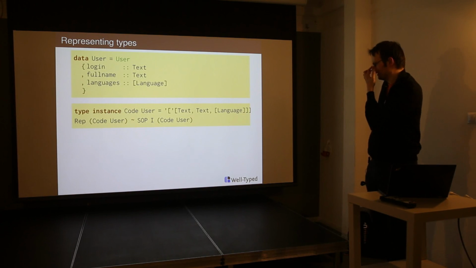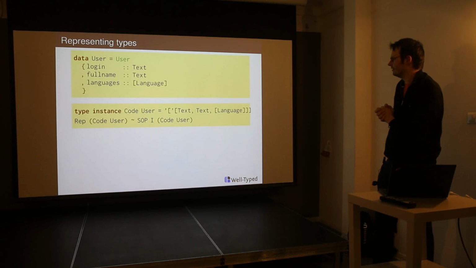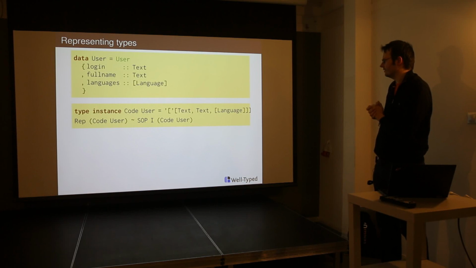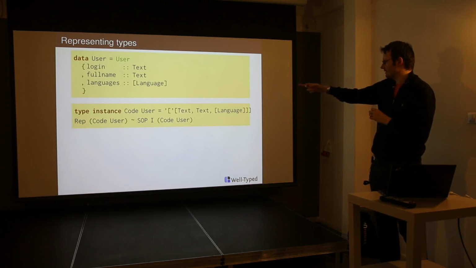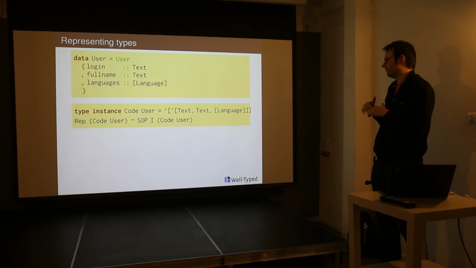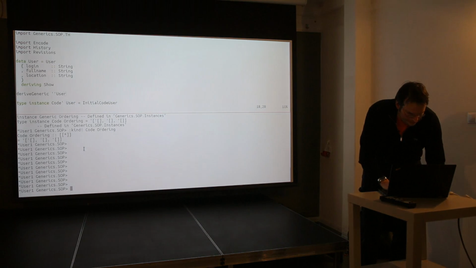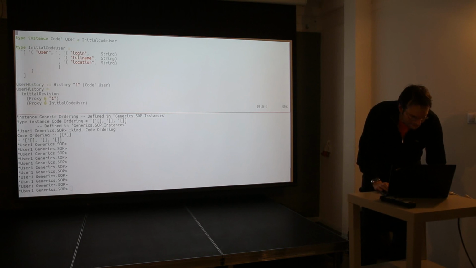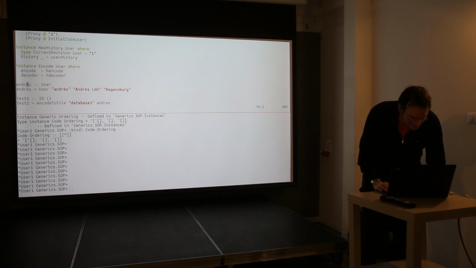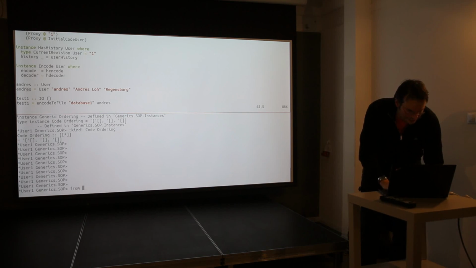The next thing then is that the actual representation of the user type is defined to be a sum of products of the code of users. That's what SOP stands for. I won't have time to go into this in great detail, but I can show how that looks by taking an example user, Andres, and converting that one to the generic representation using from.